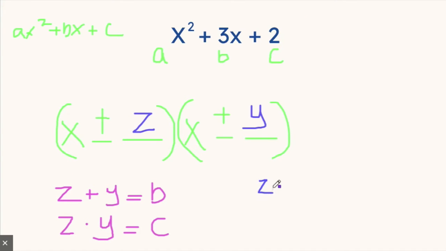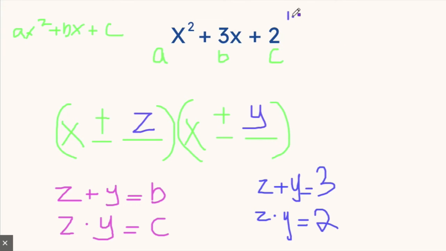Now, we said that z plus y is going to equal b. B in this case is 3. And z times y is going to equal c, which in this case is 2. Now, what numbers do we know that when you add them together, you get 3, and when you multiply them together, you get 2? Let's look at the multiples of 2.